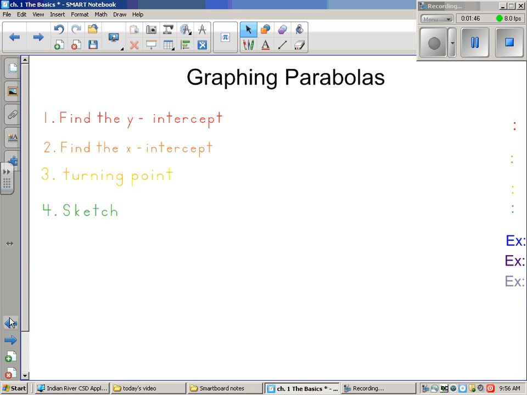Okay, there are 4 steps in graphing a parabola. In fact, anytime I teach you to graph, I will probably use the same basic 4 steps. Obviously, there won't be a turning point because it won't always be a parabola, but it will always start with find the y-intercept, find the x-intercept, and then, of course, sketch it. We'll always have those 3 root pieces in there.